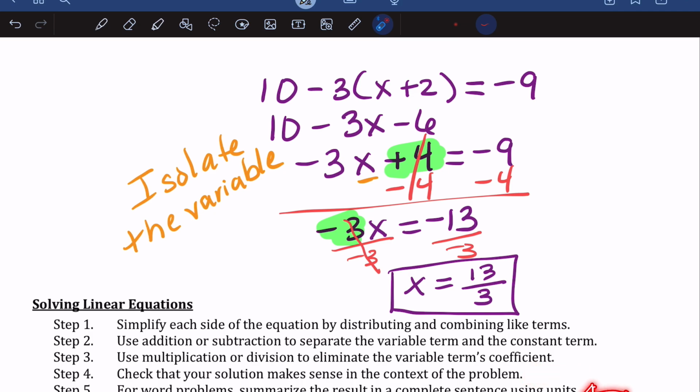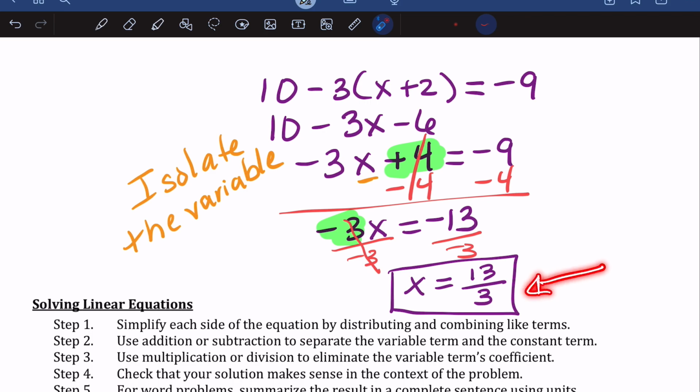And then the 5th step is for word problems. You want to actually answer the question. You'd be surprised the number of times that I have students who will do all kinds of work and not actually answer the question that was asked in the problem. So you do want to make sure that the answer you receive makes sense in context to the problem. For example, if my problem is asking me how many people can fit on a bus, can I have 13 thirds of a person? No.